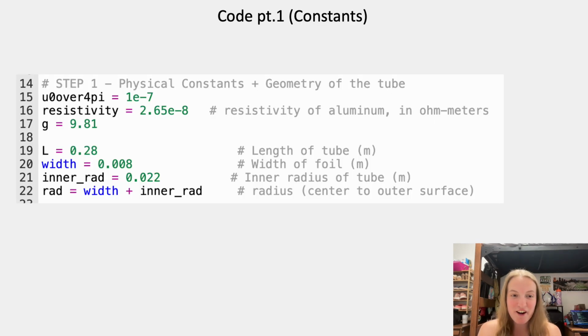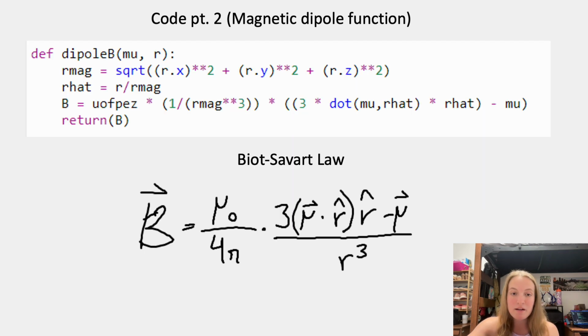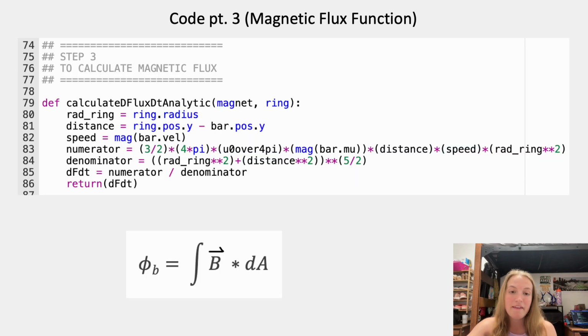Alrighty, so let's jump into the code. First we have the physical constants, which I mentioned earlier, just with the dimensions of the aluminum foil tube. Next I use the Biot-Savart law to calculate mu, and also to generally calculate the magnetic field. Then I calculate the magnetic flux, which is again the integral of the magnetic field times the change in area.